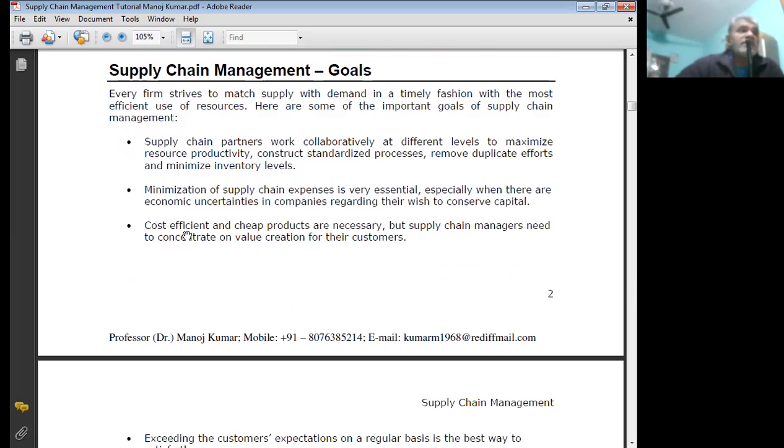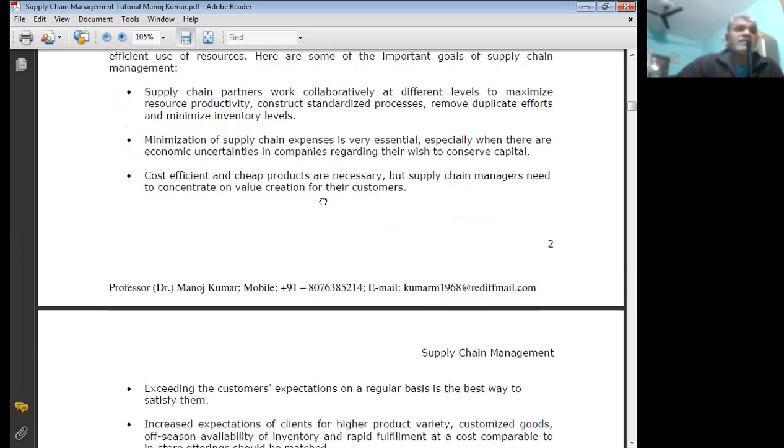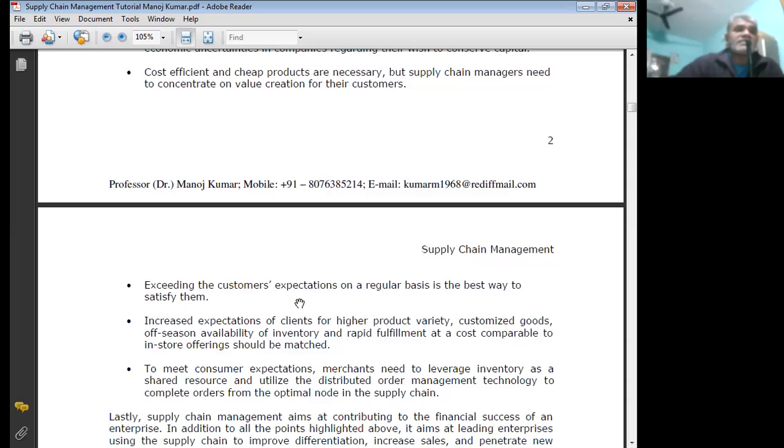What are the cost efficient products? What are the cheap products? These are necessary. But supply chain managers need to concentrate on value creation for their customers. They have to concentrate on the value chain management of the customer. Exceeding the customer's expectations on a regular basis is the best way to satisfy them.